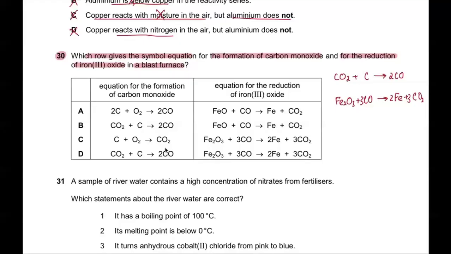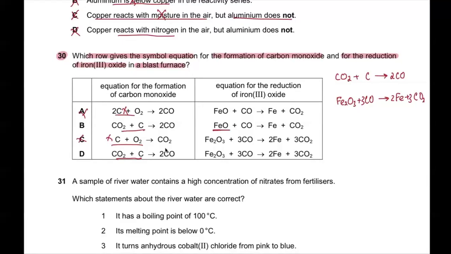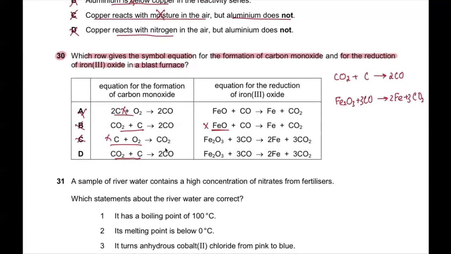So carbon dioxide is reacting with carbon, these are in 2. So C and this one go wrong. So A and C go wrong. Our correct answer is either B or D. Now, B has iron(II) oxide, so B goes wrong. So D is the correct answer. Is this clear to all of you?